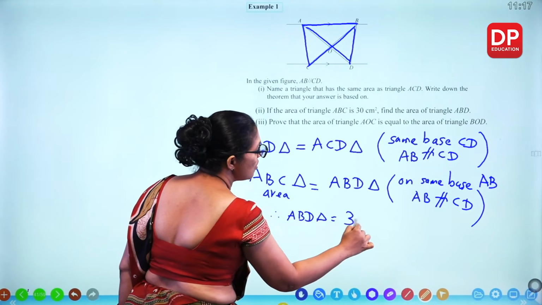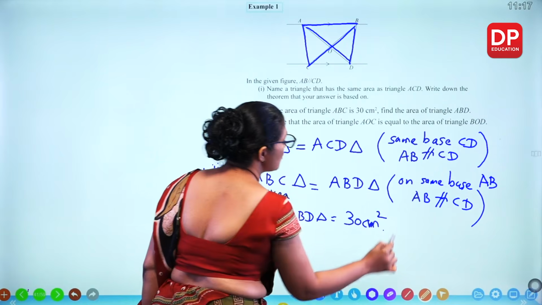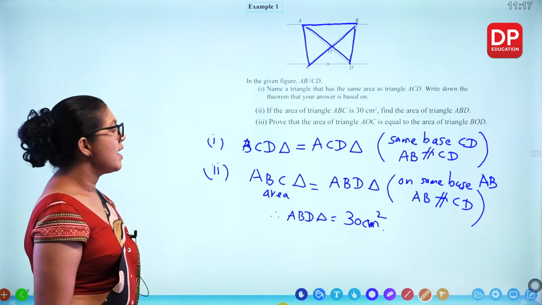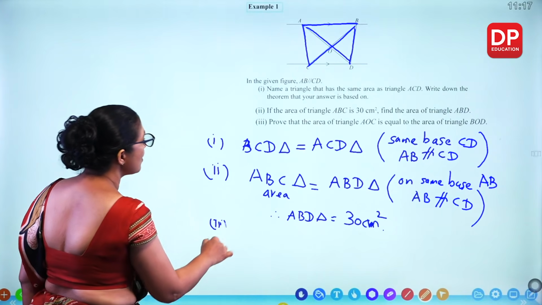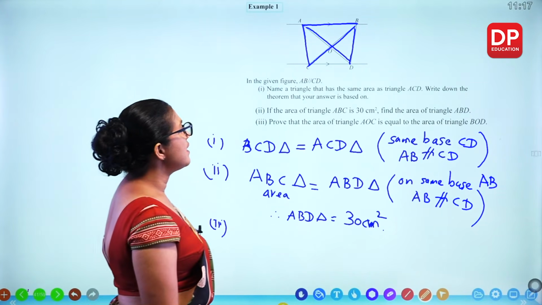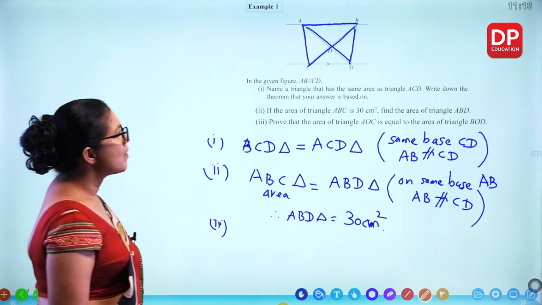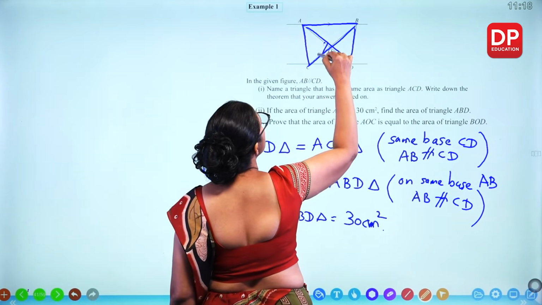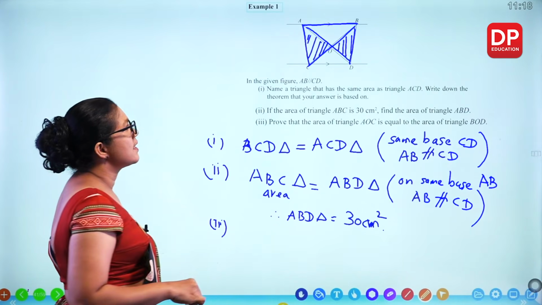ABD also same as that. So 30 centimeter squared is the area of ABD triangle. Third one, prove that the area of triangle AOC is equal to BOD. So you are asked to show this is equal to this.